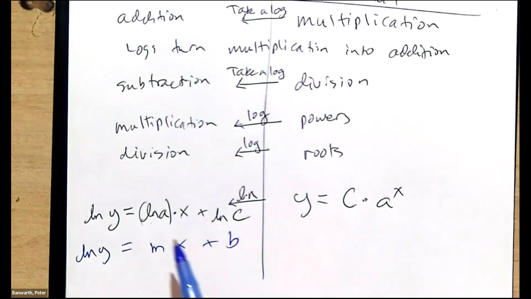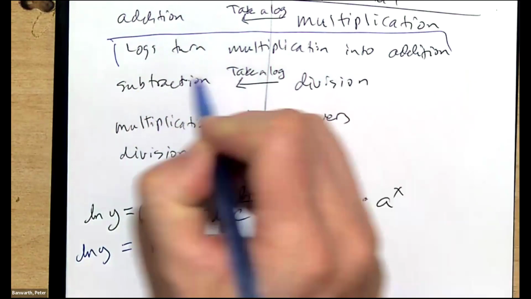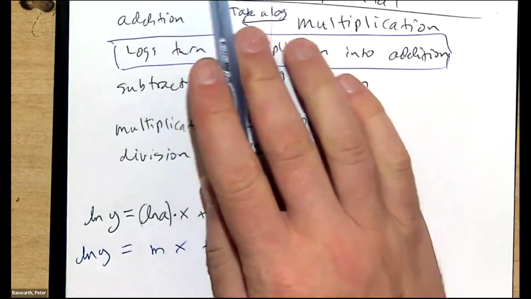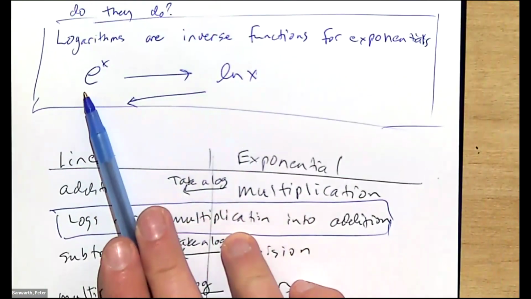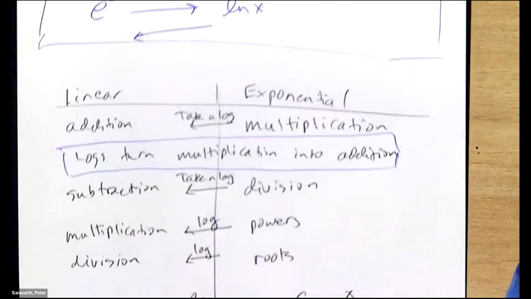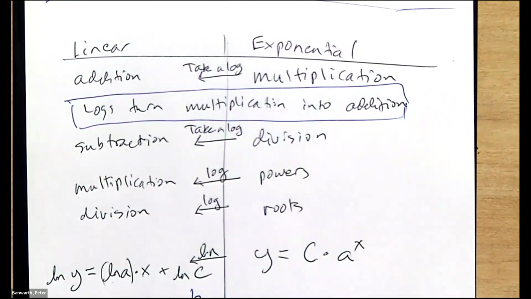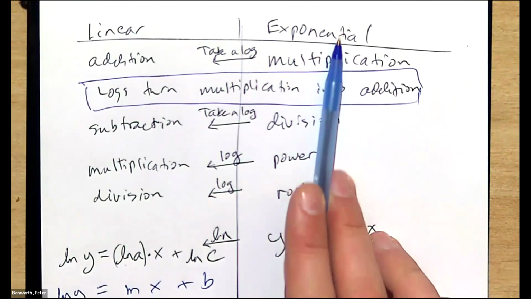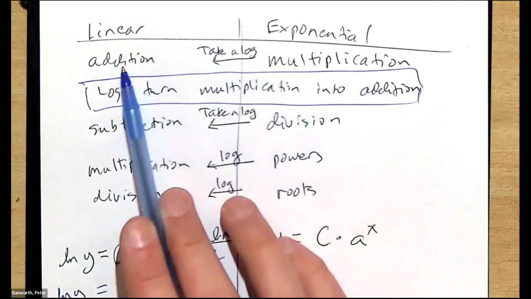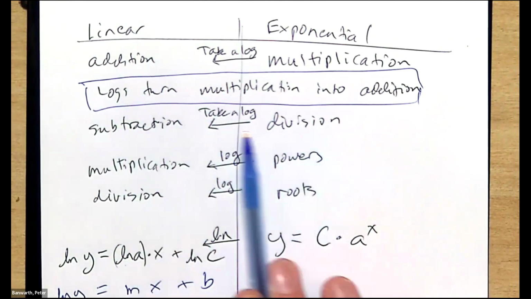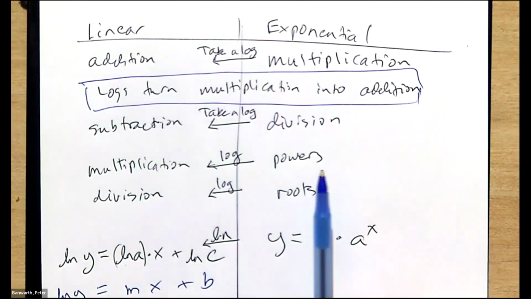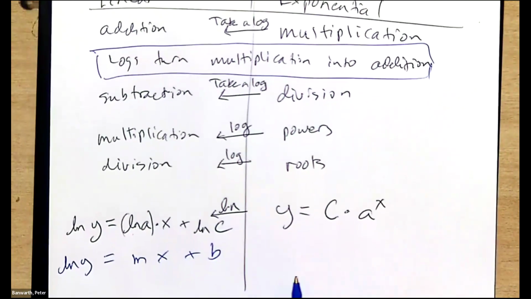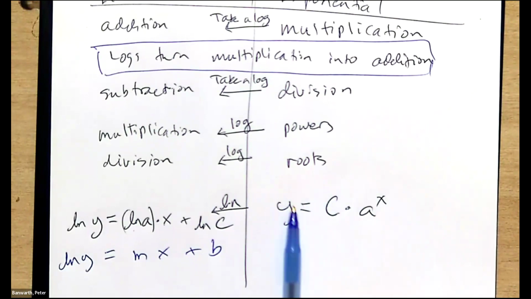So a log turns multiplication into addition. It turns exponentials into linears, right? Because it undoes what the exponential function does. It's an inverse. If you take a log of a multiplication, you get addition. You take a log of division, you get subtraction. You take log of powers, you get multiplication. Take log of roots, you get division. And if you take a log of an exponential function, you end up with a linear function.